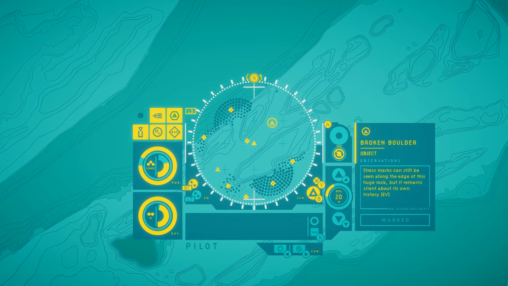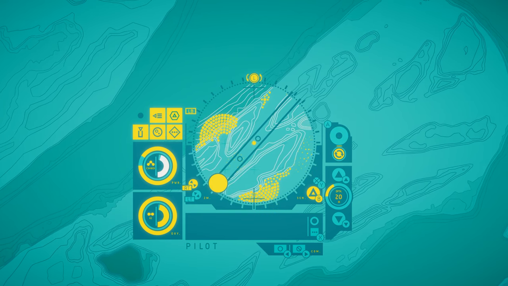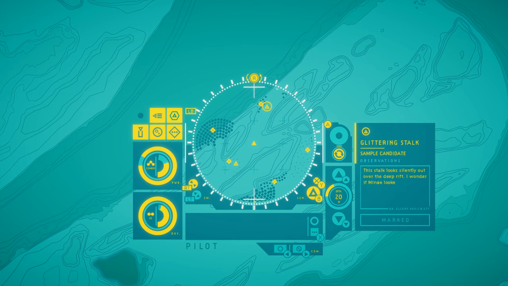Broken boulder. Stress marks can still be seen along the edge of this huge rock, but it remains silent about its own history. Glittering stalk. This stalk looks silently out over the deep rift. I wonder if Monet looked over the same view with different eyes.